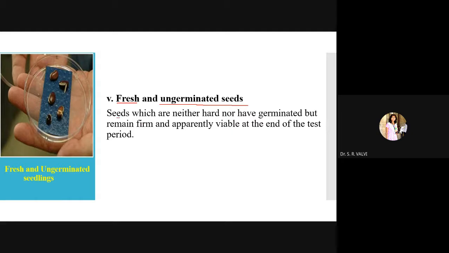So see here, the seeds which are neither hard nor have germinated but remain firm and apparently viable at the end of the period, such seeds are called what? Fresh and ungerminated seeds. They are neither hard nor germinated, right? They are only imbibed, they are swollen in condition. Such seeds are called fresh and ungerminated seeds.